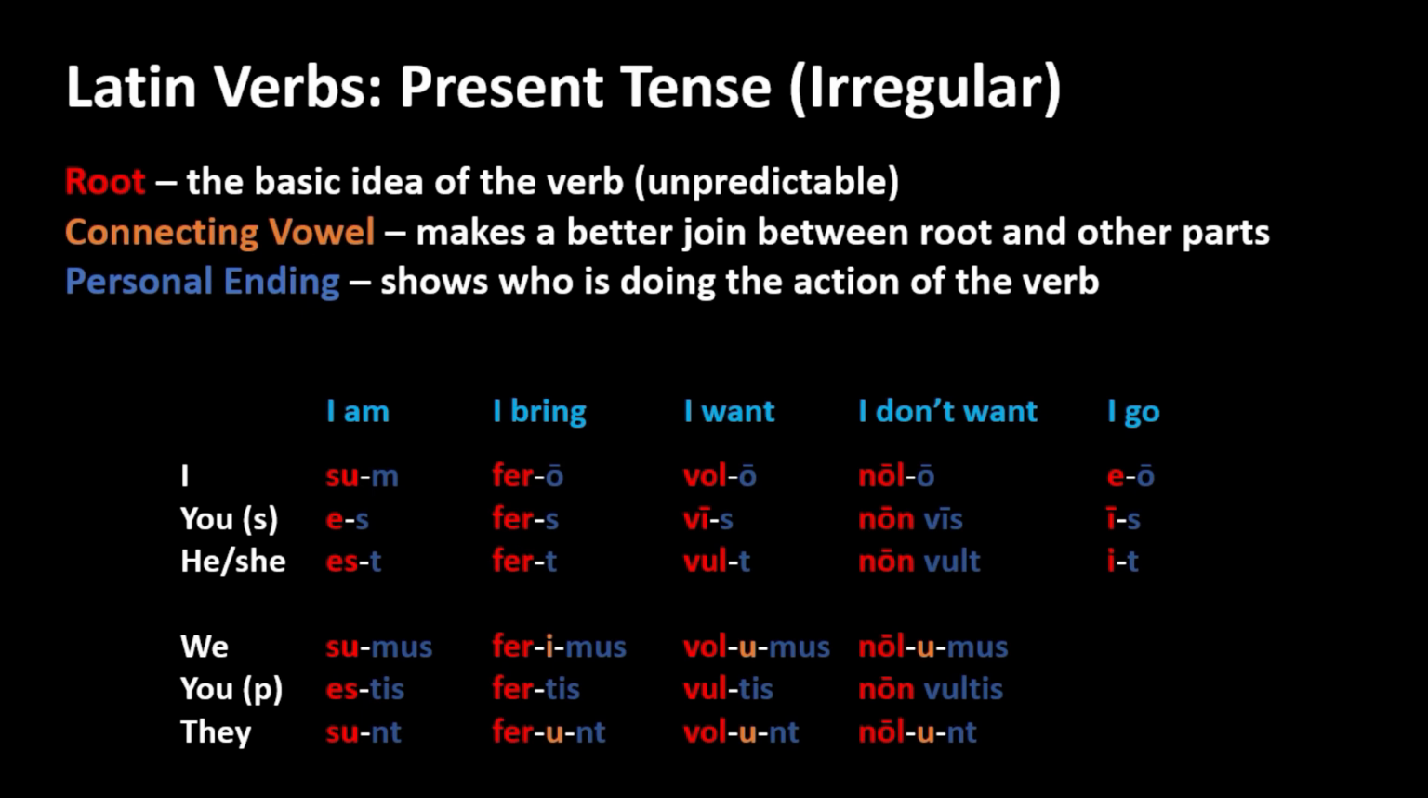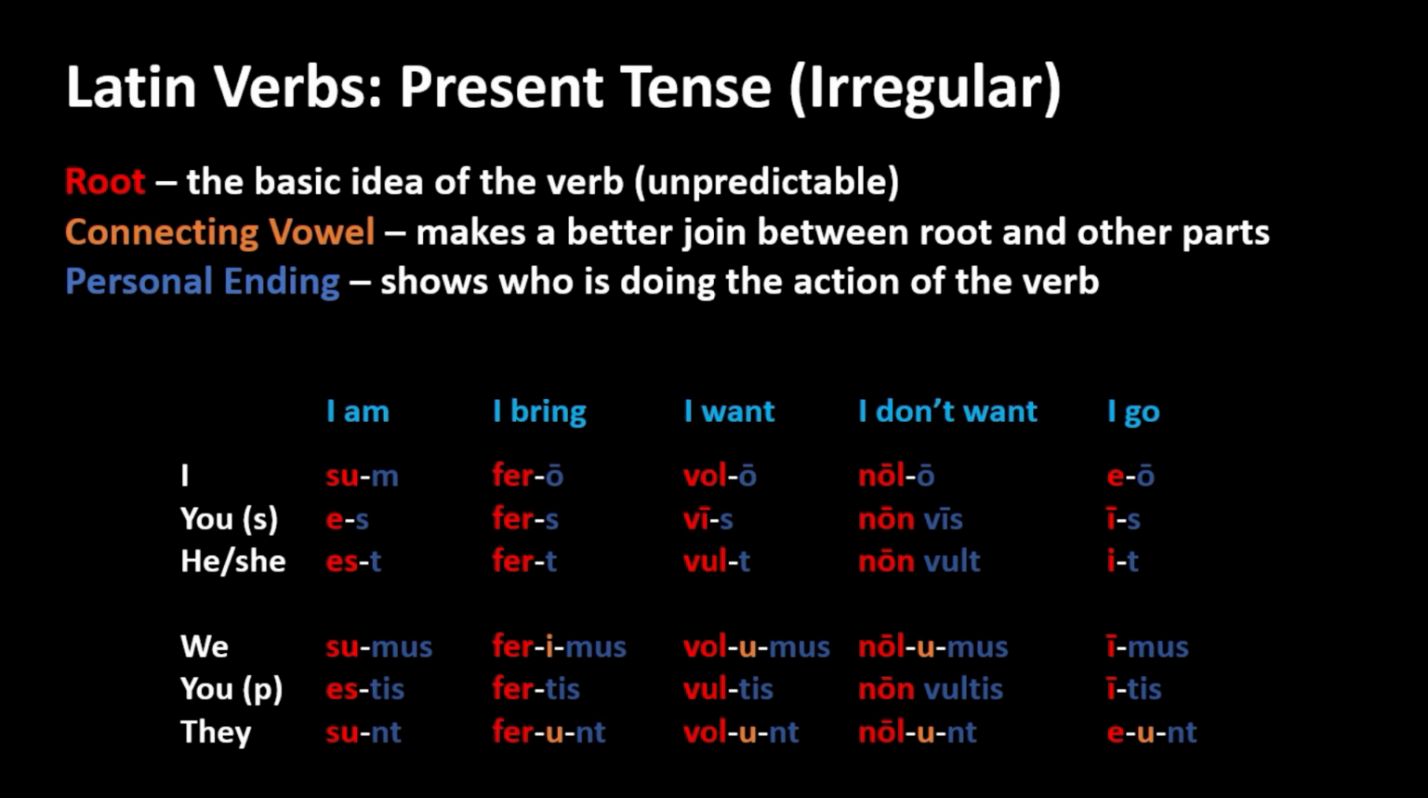Here the root remains the same, and I suppose that if you knew only is, thou goest, you could make a stab at predicting he, she, it goes. But if you also know I go, eo, you would not be able to predict that he, she, it goes is it. Eamus, we go. Itis, you plural go. And then the root changes back to e for the third person plural, the they part of the verb. You now have for the first time a connecting vowel and then the personal ending.